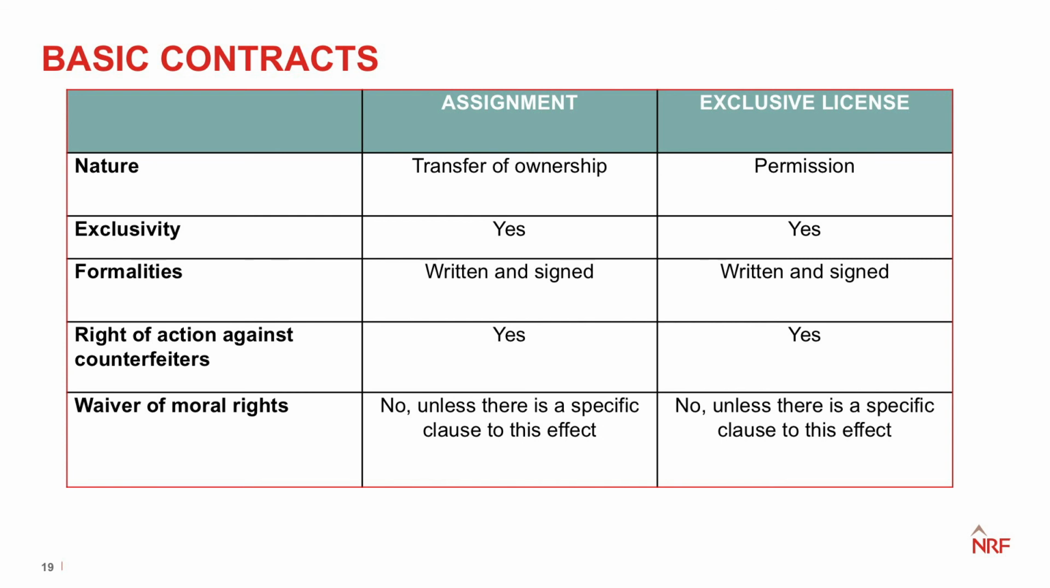Formalities: in both of these situations, they need to be written and signed. Know that if you're doing a non-exclusive license, it doesn't have to be written and signed, but it's always preferable to have a written contract just for your peace of mind, and so that everybody knows what kind of rights they have and what they can and cannot do. That way, as I said before, if you get into a fight with somebody, at least you've got something down on paper. In both situations, you'll have a right of action against counterfeiters. And like I said, you cannot assign moral rights, so if you want to waive your moral rights, you need to have a specific clause to that effect.